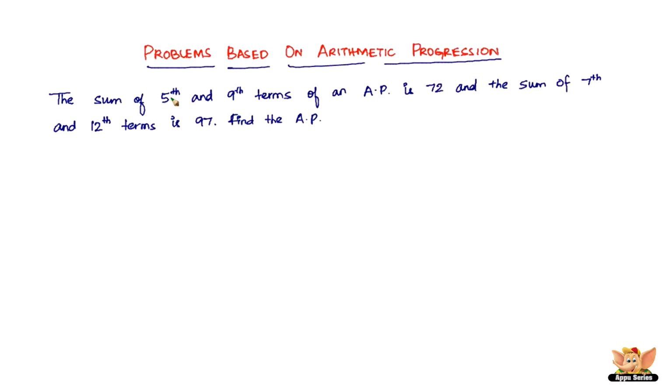You just need to take the 5th and 9th terms of an AP and add them, you get 72. And then the 7th and the 12th terms, add them, you get 97. So using this data, we have to find the AP, right? So now, we need to make an assumption. Let A be the first term.